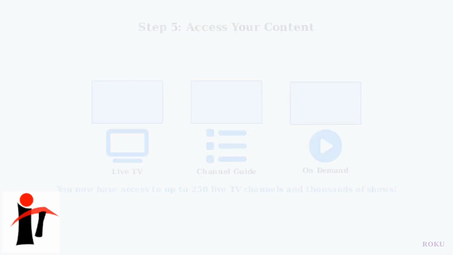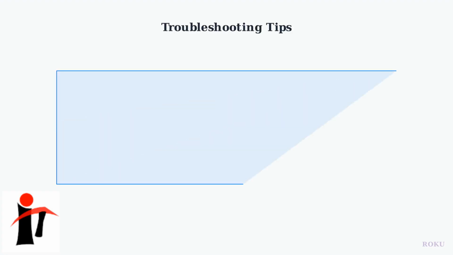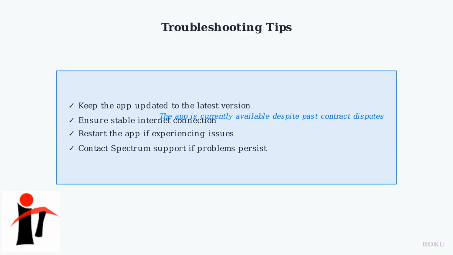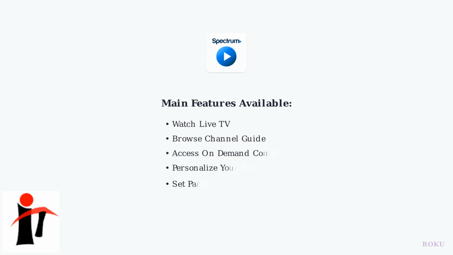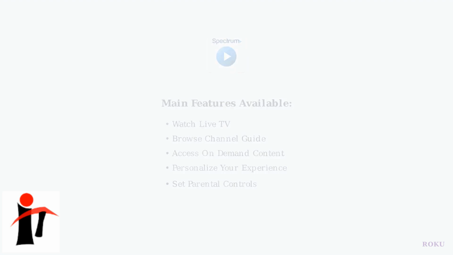You can watch live TV, browse the channel guide, and explore thousands of on-demand shows and movies. If you encounter any issues during setup or while using the app, make sure your Spectrum TV app is updated to the latest version. While there have been occasional contract disputes in the past, the app is currently available and working properly on Roku devices. Once you're logged into the Spectrum TV app on Roku, you'll discover a comprehensive entertainment platform with multiple features designed to enhance your viewing experience.